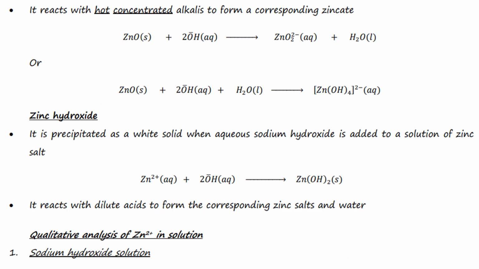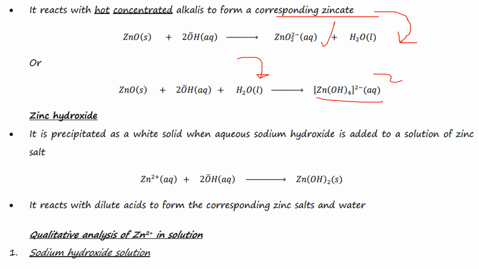So proceeding with other reactions, we are going to say that zinc oxide also reacts with hot concentrated alkalis to give us corresponding zincate salts, because being amphoteric, it reacts with alkalis, just like in practicals, to give us the respective complexes. And therefore, we are going to form zincate ions as a complex. I say that you can either opt for this equation or you can opt for this equation.